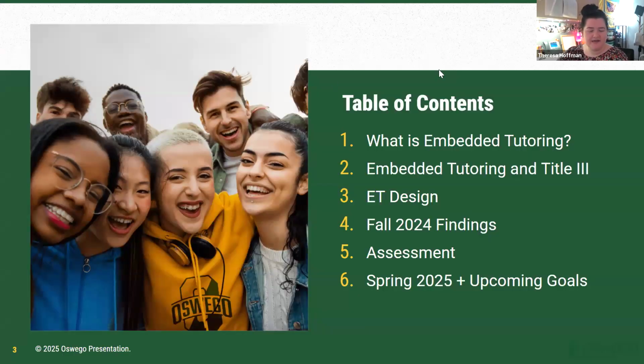What we're going to talk about today, I'll go in the order that I had planned, even though I think a lot of you know this information anyway, just in case anyone joins in late or wants to watch the recording. Hi, Scott. I'm going to talk about what embedded tutoring is in the general sense, how it's related to the Title III grant and SUNY Oswego, the design we follow here, and what we found in last fall's semester. I'll show you some data, explain how we assess the program, and then talk about what just happened in the spring and what's coming up next year.